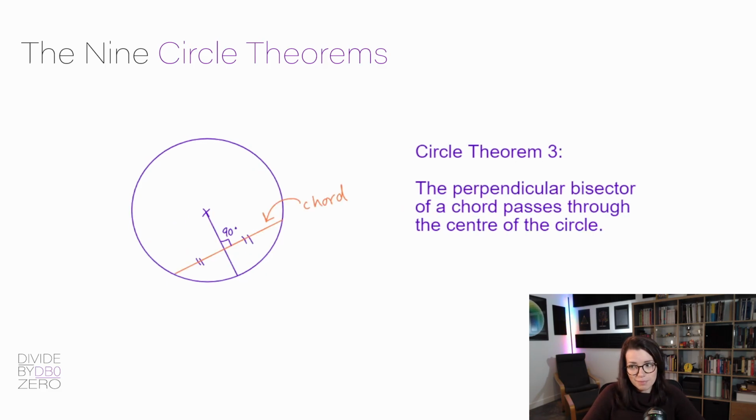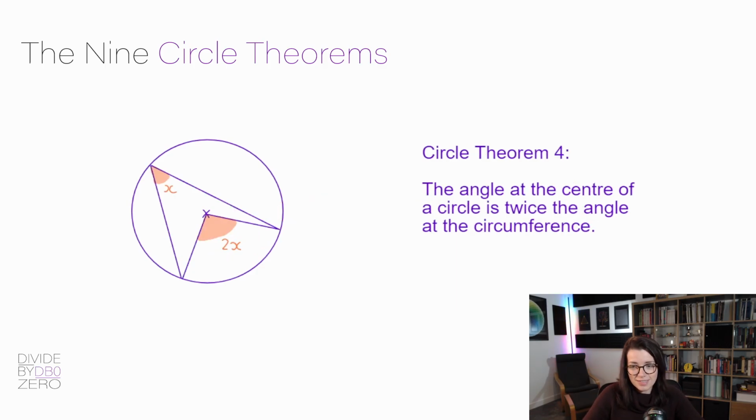Circle Theorem 3. The perpendicular bisector of a chord passes through the center of the circle. So first of all, it's good to know what a chord is. A chord is a line that cuts the circle but is not the diameter. The perpendicular bisector is just referring to the line that goes from the center to the outside, in other words, the radius. It will cut that chord exactly in half, hence the word bisector, and it will be perpendicular, so 90 degrees.